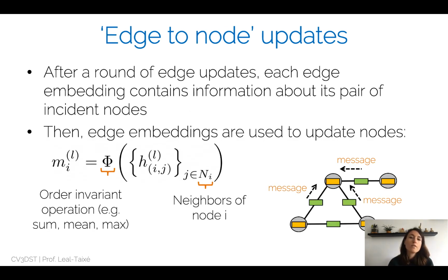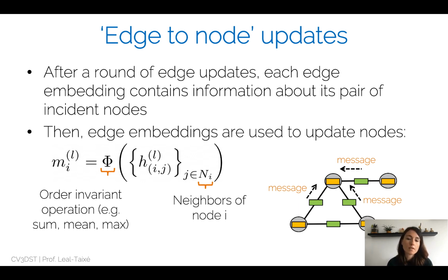So after one round of node-to-edge communication, the edge embeddings have been updated. So now the edge embeddings contain information about the pair of incident nodes, right? We have taken the information from i and j and we have passed it to the edge ij, which actually connects these 2 nodes. So now we go for the edge-to-node update. In this update, the edge embeddings are going to be used to update the nodes.